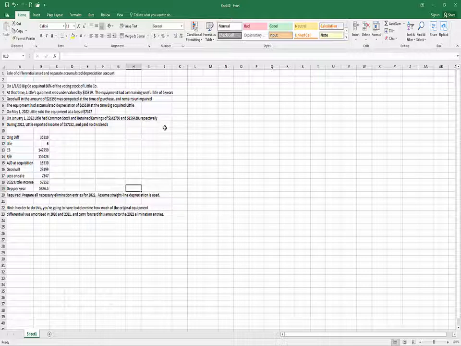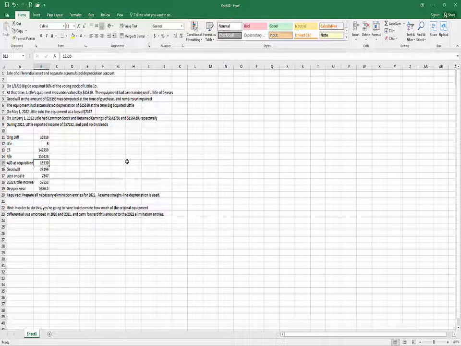Okay, so on January 1st, 2020, Big acquired 80% of the voting stock of Little Company. At that time, Little's equipment was undervalued by $35,319. The equipment had a remaining useful life of 6 years. Goodwill in the amount of $28,199 was recorded at the time of purchase and remains unimpaired. The equipment had accumulated depreciation of $15,530 at the time Big acquired Little.